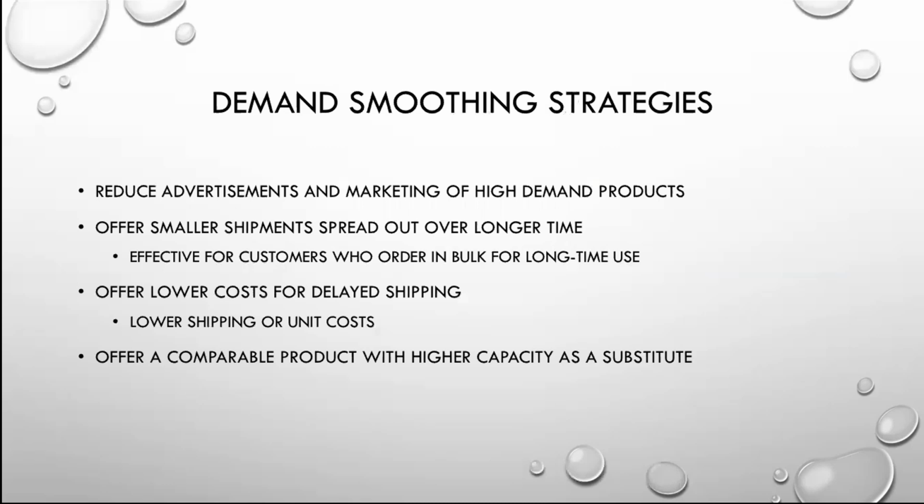to below capacity. In some instances, where you have orders in the future, you may not be able to do that. So that may not be feasible from a supply chain standpoint. It just depends on the type of product. Sometimes if you have a short use, high consumption product, reducing the advertisements and marketing can be a very good strategy. Now, offer smaller shipments spread out over longer time. This is good for customers that order large items in bulk and then store it in a warehouse. In the industry that I work in, that's very popular.